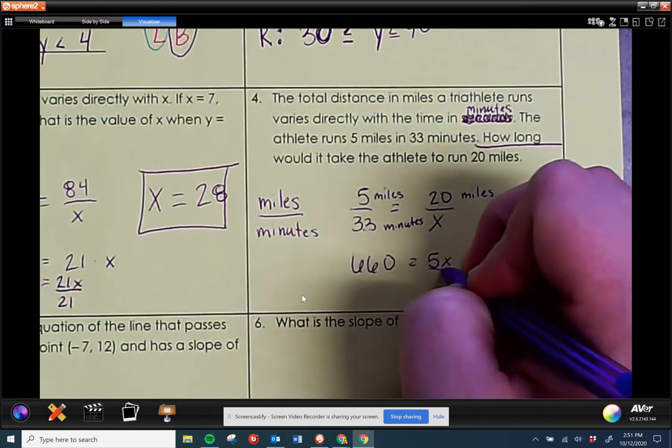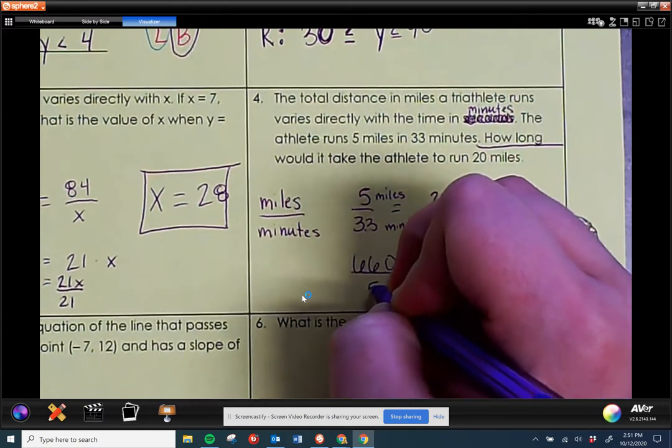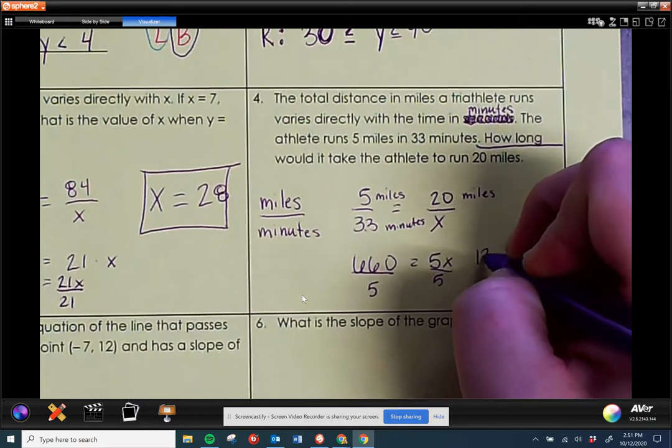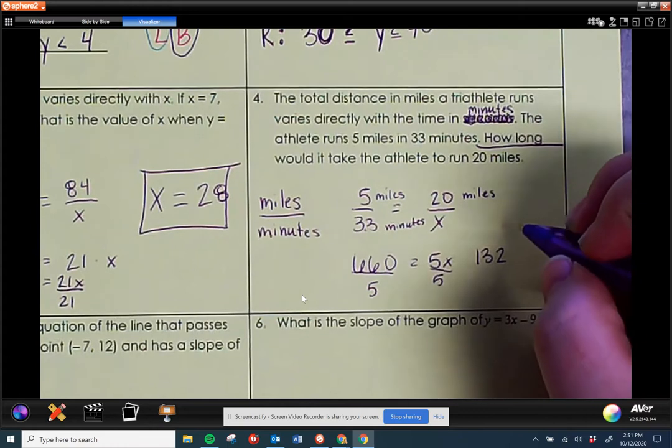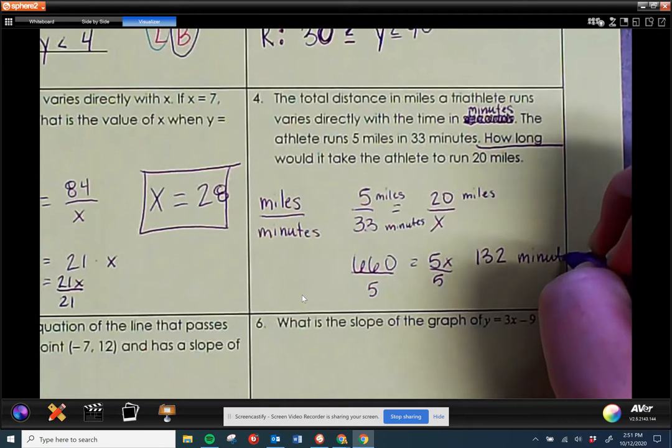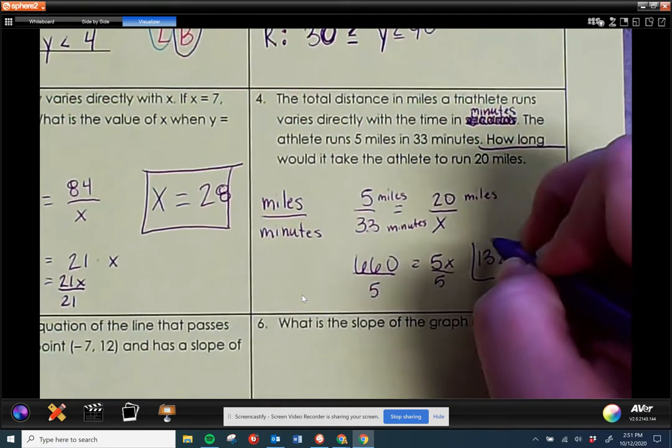Okay, in order to solve, I'll divide both sides by 5, and I will end up with 132 minutes as my final answer there.